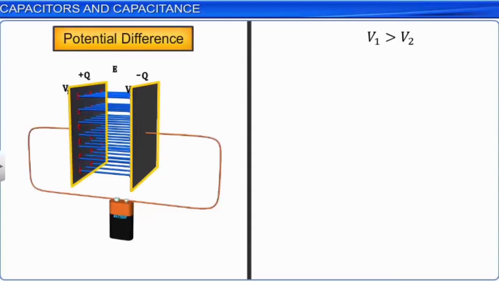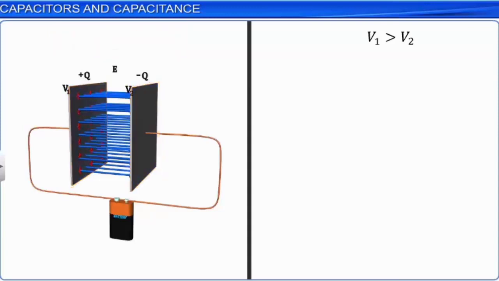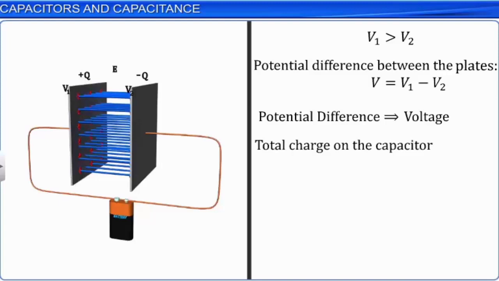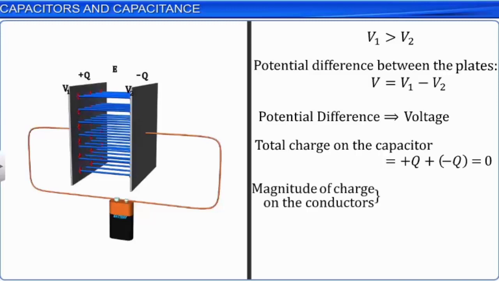Let the potential difference between the plates be V equal to V1 minus V2. As potential difference is measured in volt, this potential difference is referred to as voltage. We see that the total charge on the capacitor is plus Q plus minus Q equal to 0, as the conductors have charges of equal and opposite magnitude. It is a common practice to refer to the magnitude of charge on the conductors as the charge on the capacitor equal to Q, and the potential difference between the plates of the capacitor as the potential of the capacitor V.